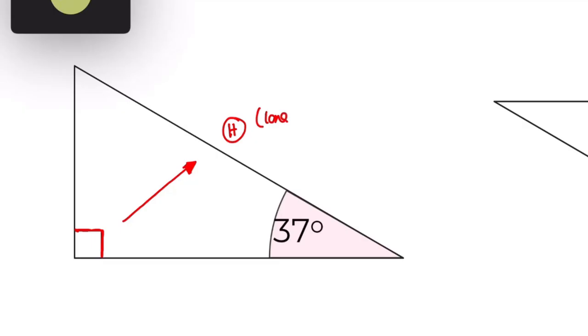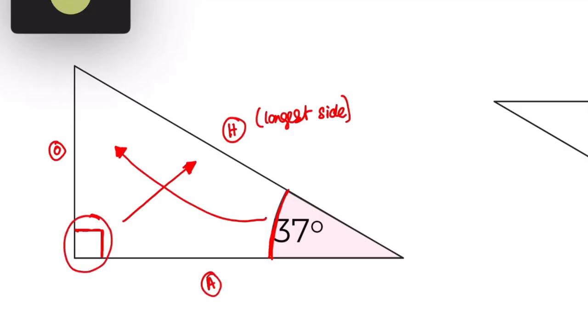This is the longest side. This is our angle. So this is the angle that we've been given. So the side which is opposite it, which is on this side, is going to be the opposite. And then the side which is left over is going to be the adjacent. So as you can see, the adjacent connects the right angle to the angle that you've been given.